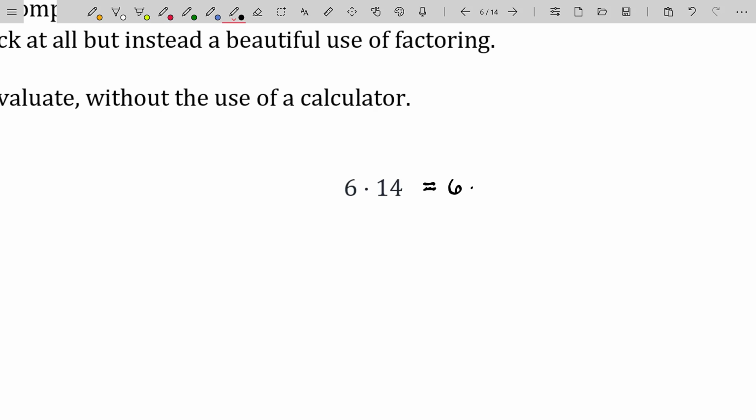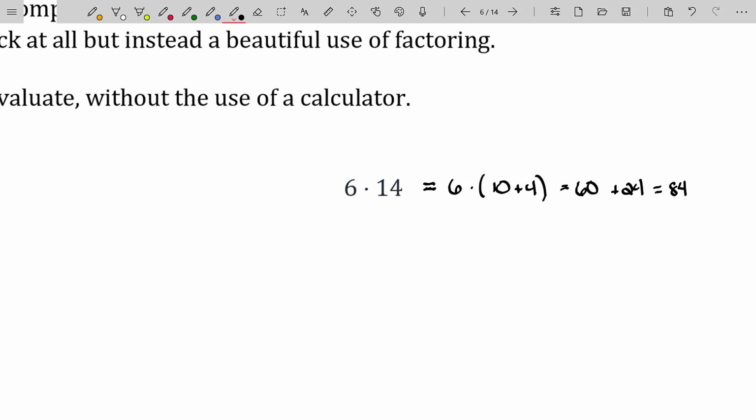I do my math this way. That's 6 times 10 plus 4. And the reason why I do it that way is because 6 times 10 is very easy. That's just 60. And then 6 times 4, well, that's not too bad. That's just 24. And then you add those results up.